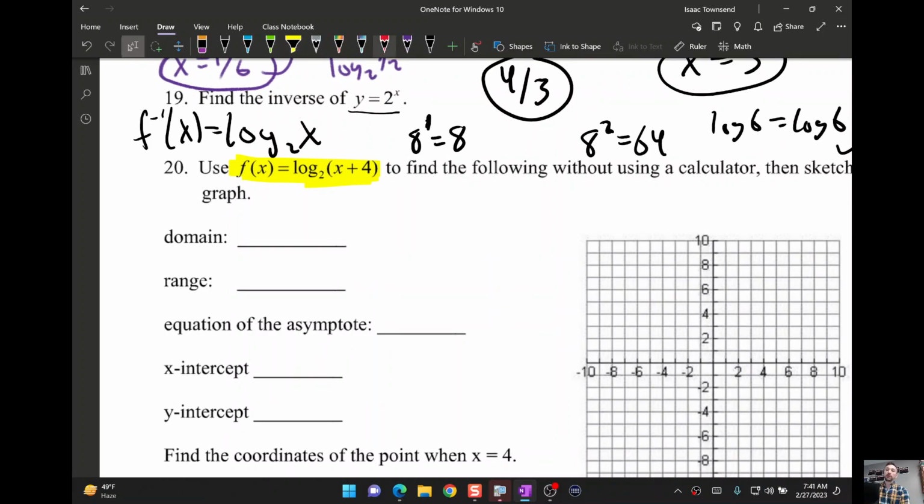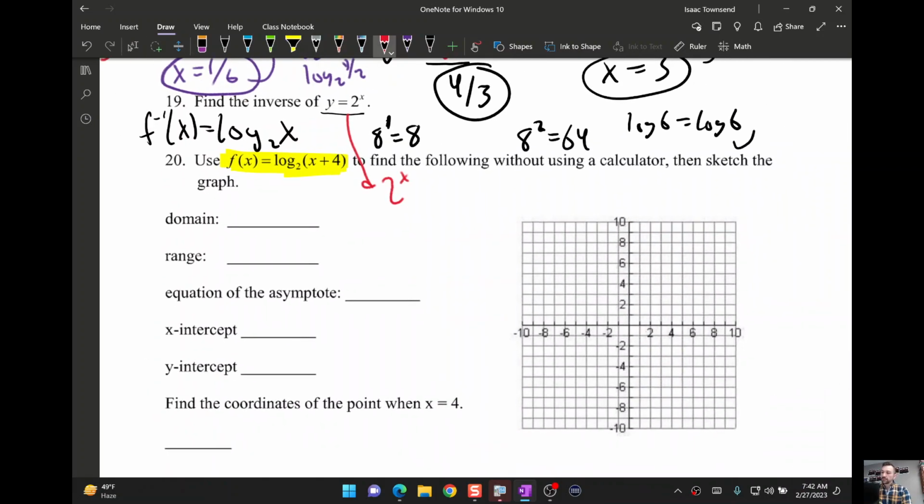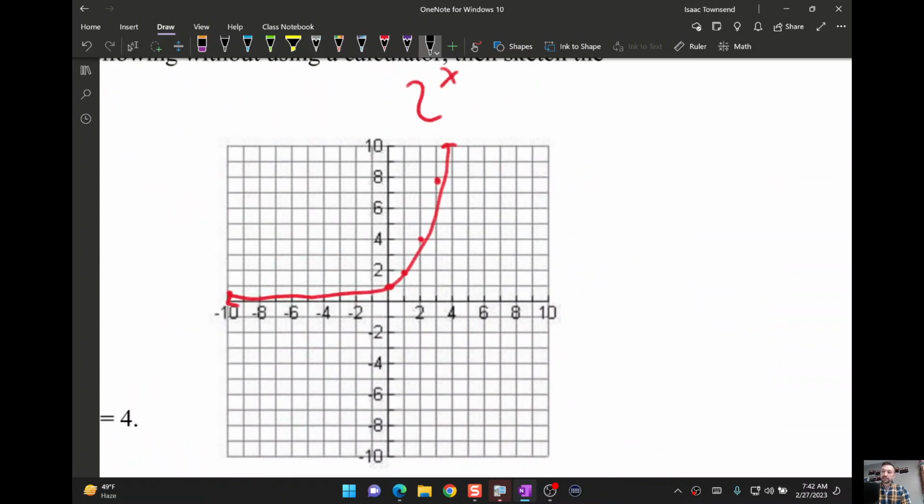So the point of asking you question 19 is if you can graph 2 to the x, so 2 to the 0, 2 to the first, 2 squared, 2 to the third, it's exponential growth. If you know what 2 to the x looks like, and you understand that log base 2 of x is its inverse, and you remember what it means to be inverse, it just means x and y are switching. This point moves here, 1, 2 becomes 2, 1, 2, 4 becomes 4, 2, 3, 8 becomes 8, 3. Then you know what log base 2 of x looks like without needing to memorize anything else.